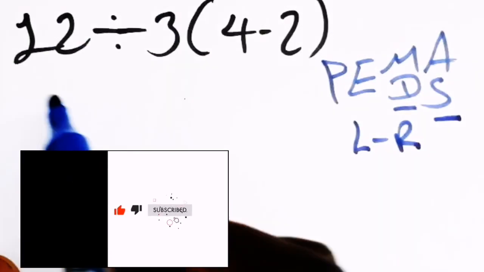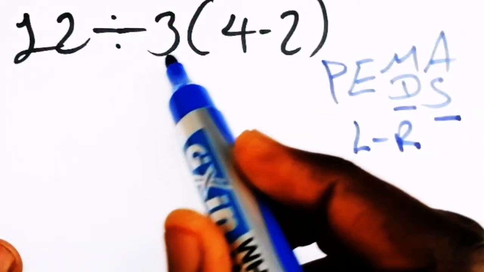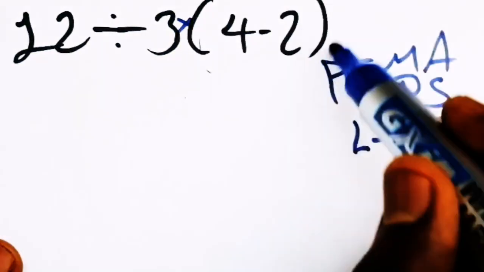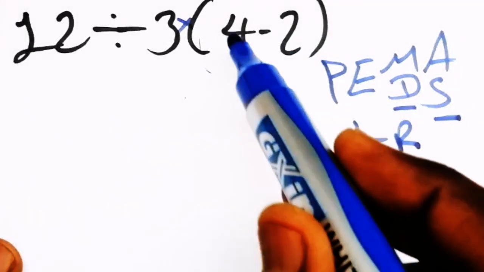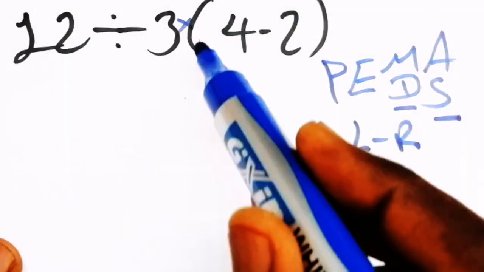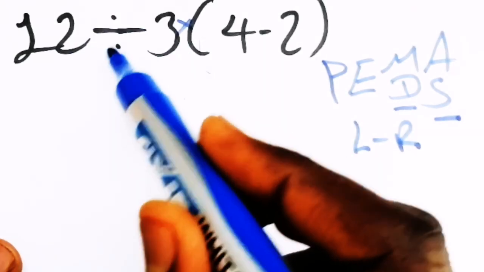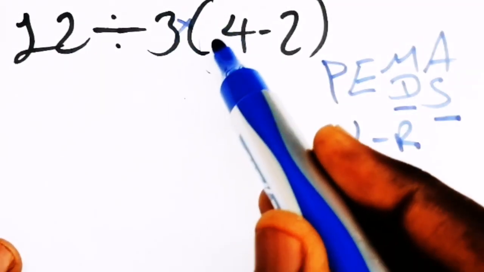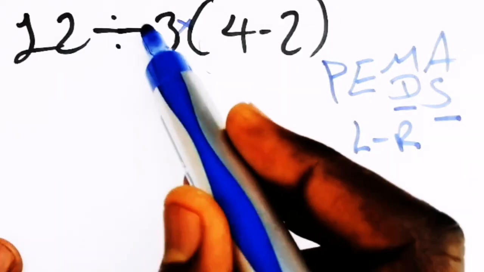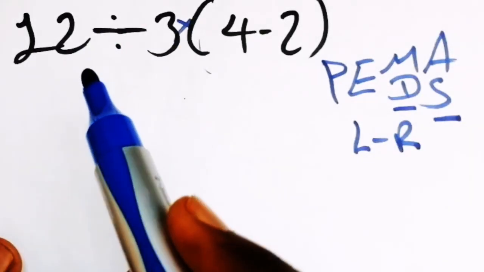Okay, in this expression there is one division here, one multiplication here, and one parenthesis. Inside the parenthesis there is subtraction. According to PEMDAS, first we have to do this parenthesis, and then this division, and finally this multiplication. If we do this multiplication before this parenthesis or this division, it is wrong.